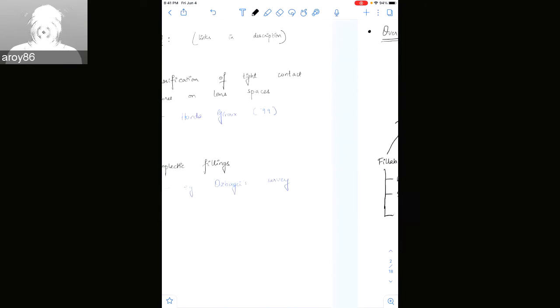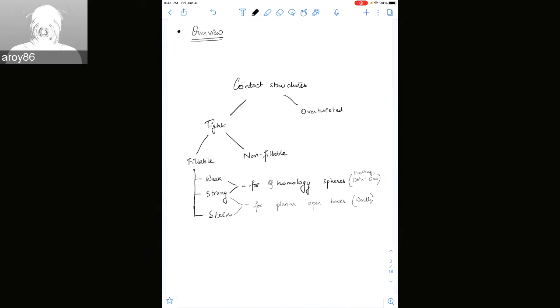So, an overview: contact structures on three-manifolds, on any contact manifold, broadly come in two flavors. They're either tight or overtwisted. Under tight, you can have two flavors, which are fillable and non-fillable. We are interested in fillings of contact manifolds, so we'll restrict our attention to fillable contact structures. As I mentioned, fillings come in three flavors: weak fillings, strong fillings, and Stein fillings of contact manifolds.